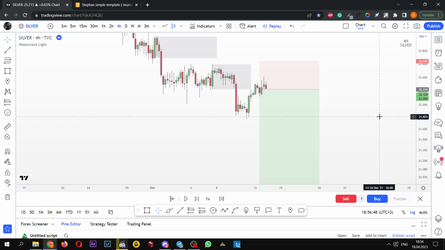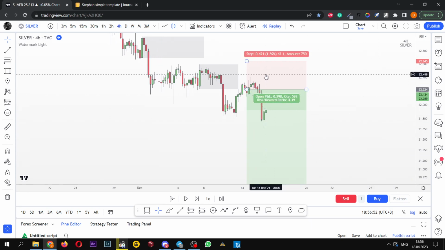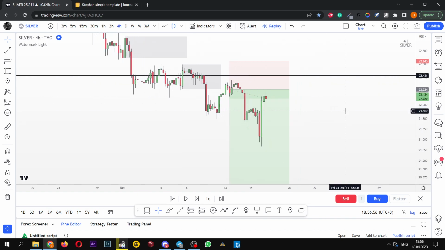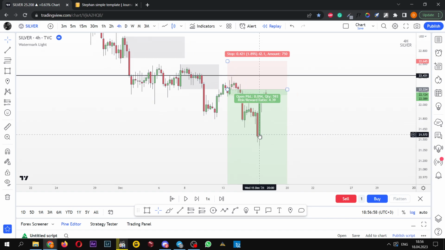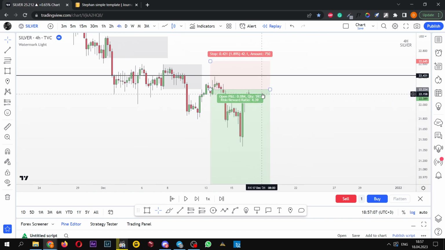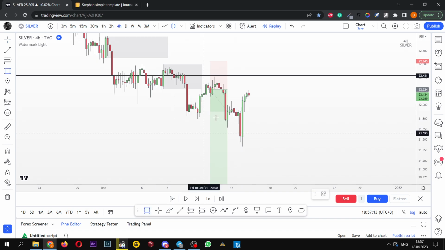Okay, enter there. Stop loss to 0.5 here. At this point, you either go break even or you just decide to let it run. So for me, I will just close it break even here and then decide if I want to re-enter from this new zone.